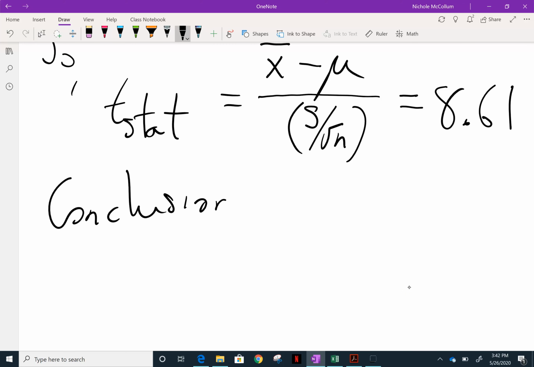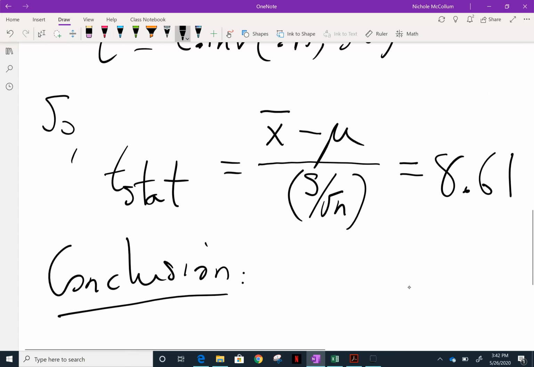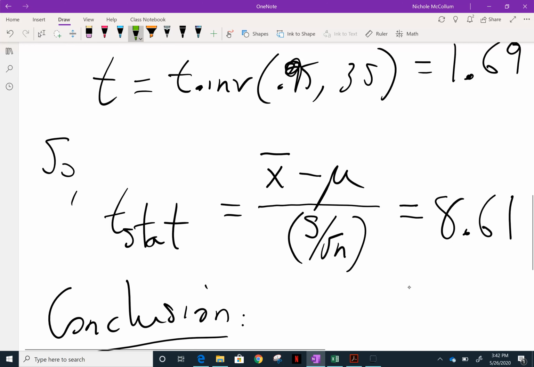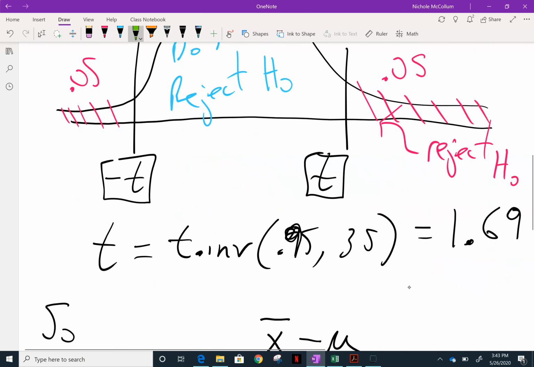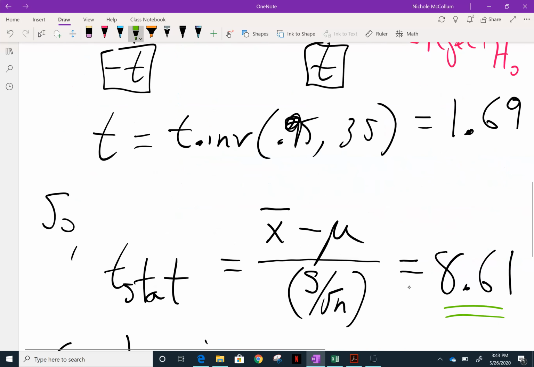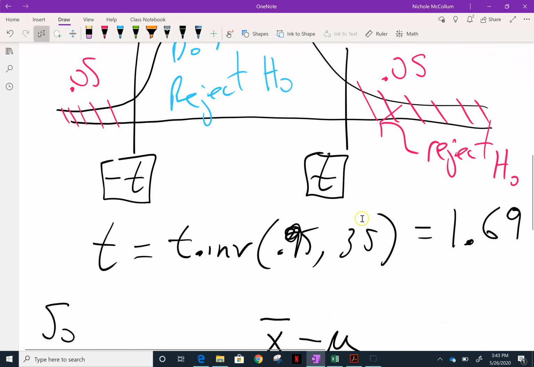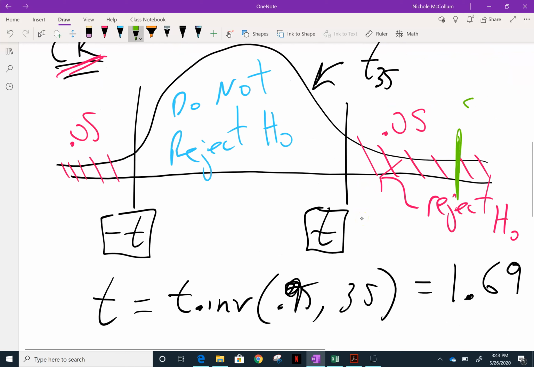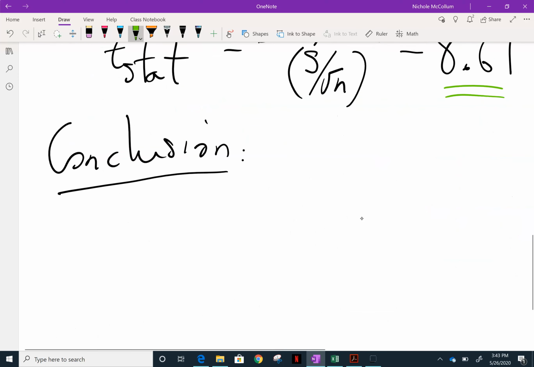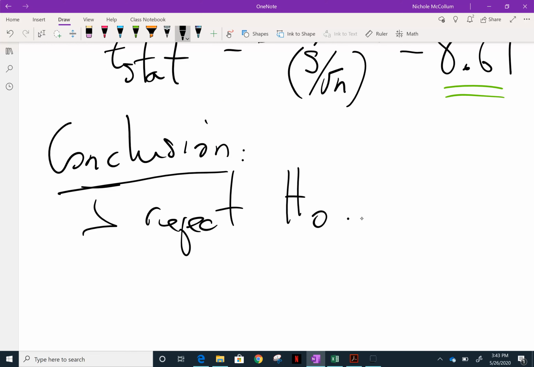All right, and my conclusion, let's check it out, is based off this, your number, your sample. How does it fit into the picture? Well, think about this, 8.61. It completely blows away our cutoff of 1.69. 8.61 is so far off the chart, it is not funny. It is well within the rejection region. And so conclusion, I reject H naught.